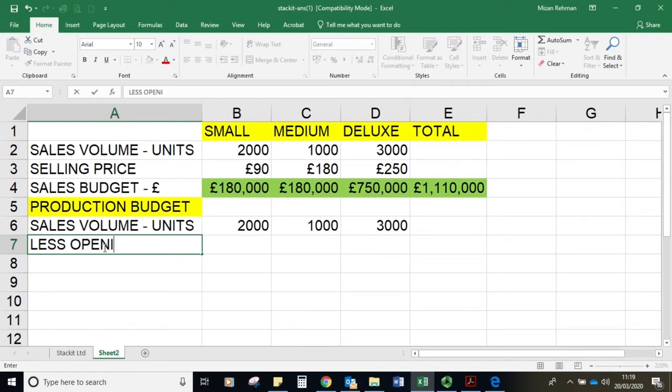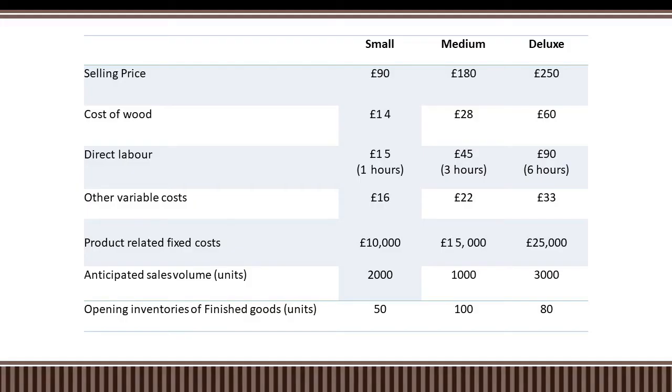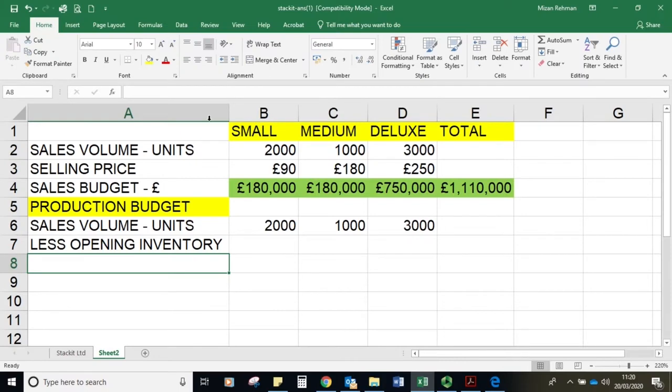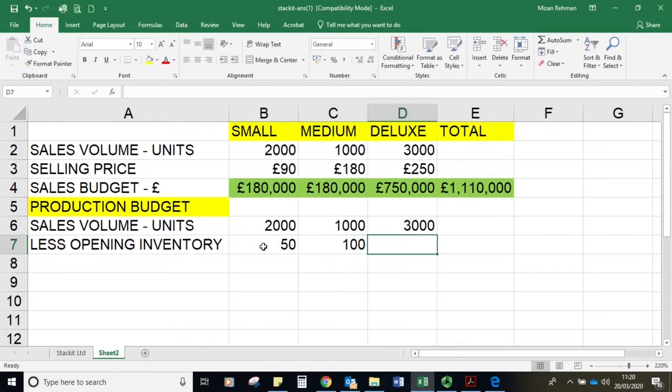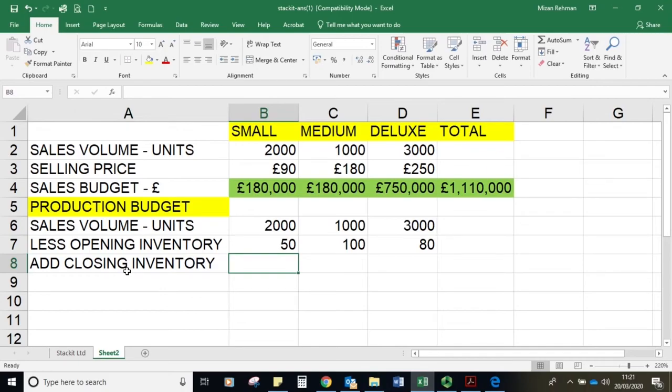So less opening inventory, and the amount is given. Opening inventories, stock of finished goods: 50, 100, and 80. We will add closing inventories, and we are told that closing inventories will be 10% higher than our opening inventories. So 1.1 times 50, 100, and 80 gives 55, 110, and 88.